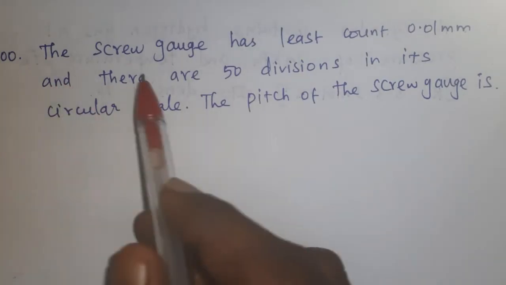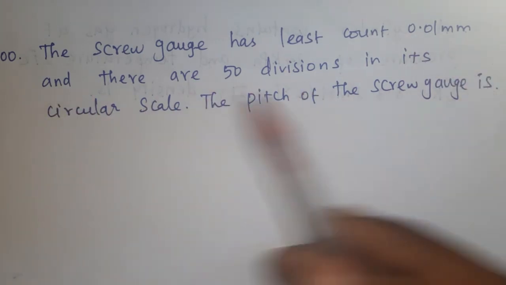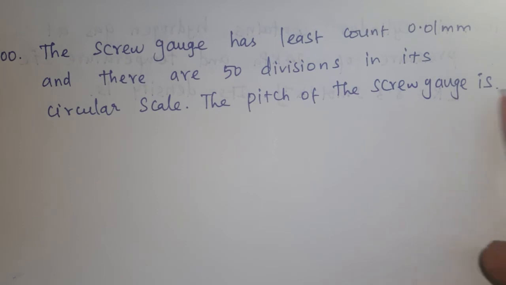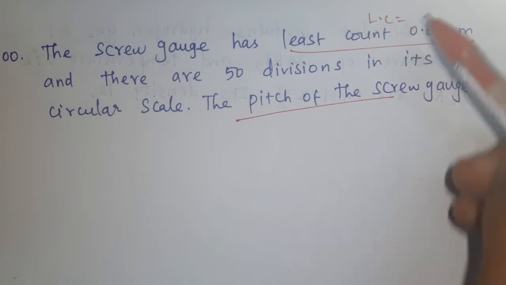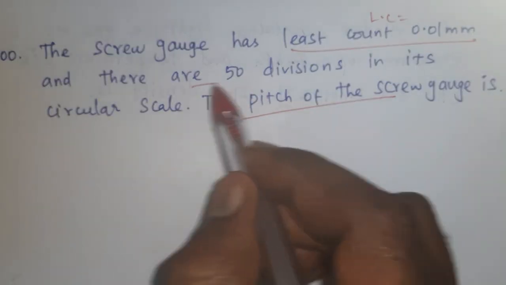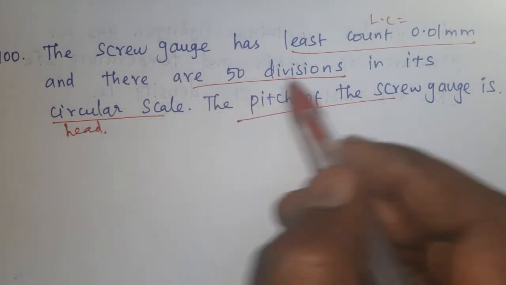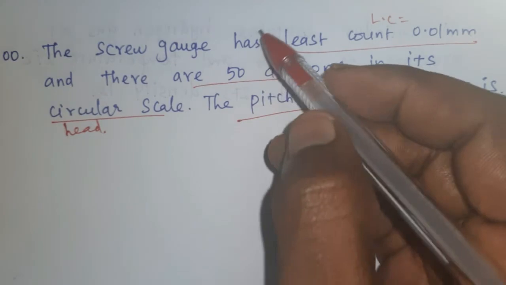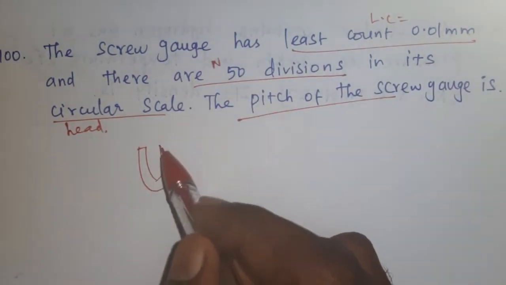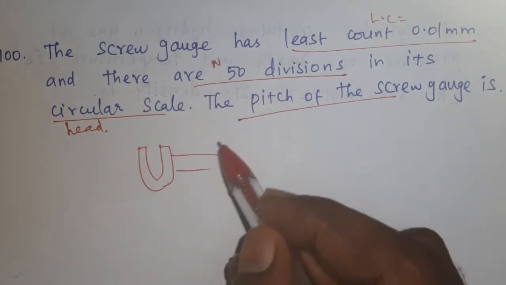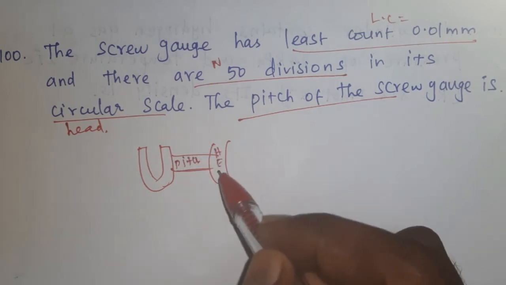Question number 100. The screw gauge has least count 0.01 millimeter and there are 50 divisions in its circular scale. The pitch of the screw gauge is. So we have to find the pitch of the screw gauge. The given least count is LC. Then the divisions on the circular scale are given. The circular scale is nothing but the head scale. So the number of divisions on the head scale is 50. We take this as n, the number of divisions. This is the screw gauge, this is the pitch scale, and this is the head scale, that means the circular scale.